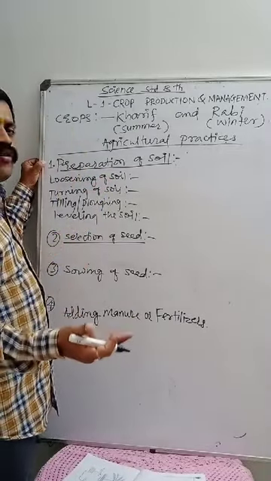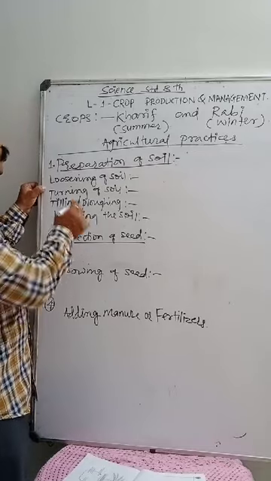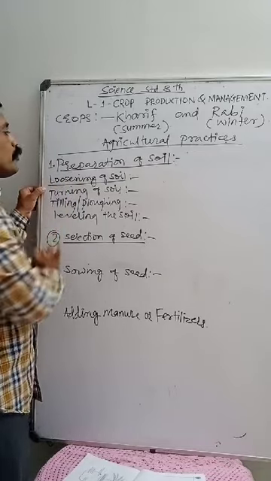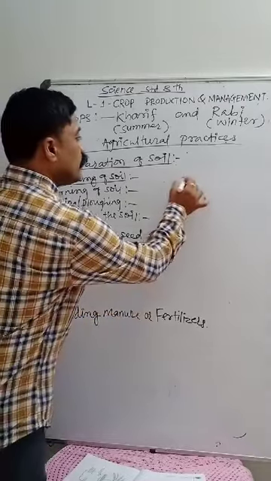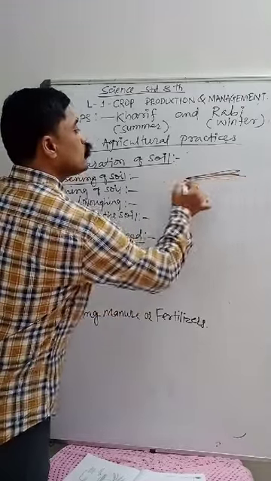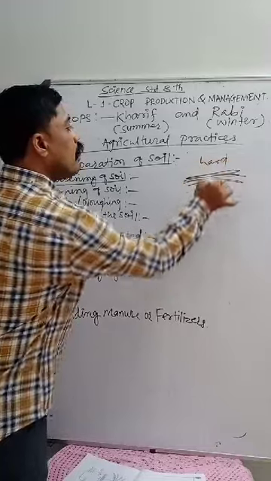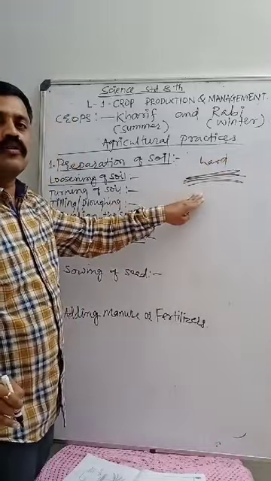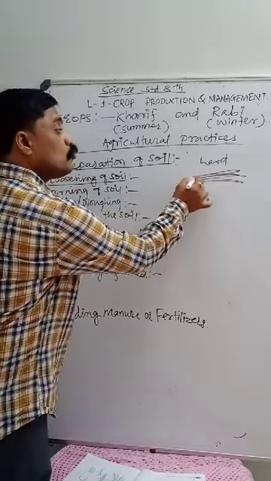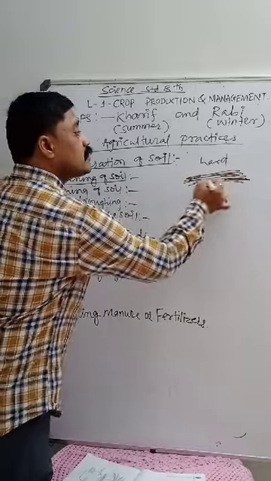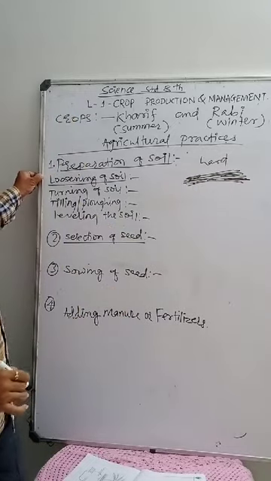Preparation of soil involves these steps. What is the first one? Loosening of soil. Preparing the soil means loosening the soil. Now this soil is hard. You cannot grow a good crop in this hard soil. For that you have to do a number of practices. What? Loosening of the soil.